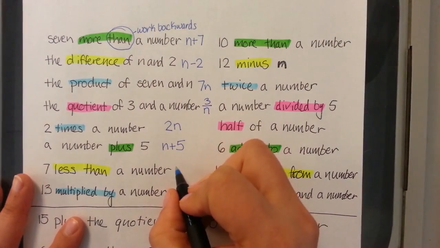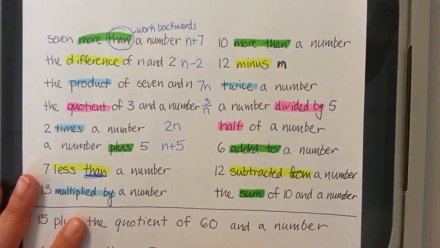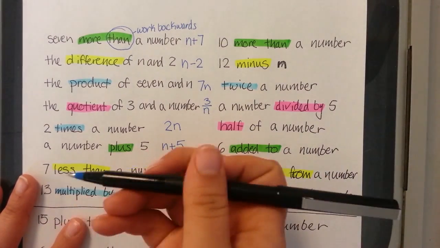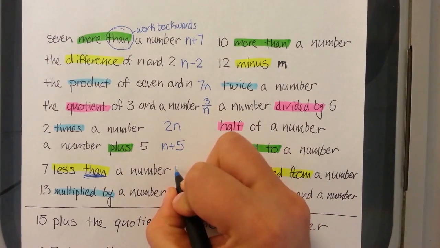7 less than a number. Okay, there's that tricky word again, than. Remember, that means we're going to have to move backwards. So what we're going to do is put the number first, so put N first.